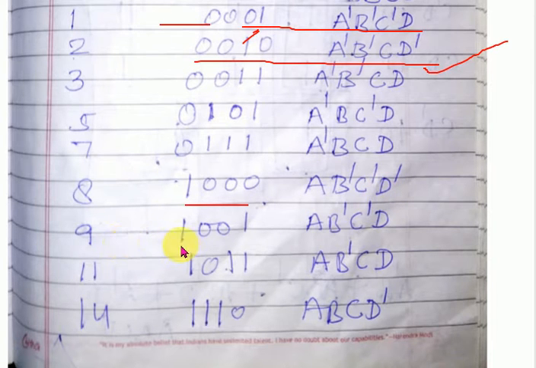Similarly 9 is 1 0 0 1, and in the Boolean form it can be written as a b dash c dash d. Similarly 11 is 1 0 1 1, a b dash c d. Similarly the last, 14, can be written as 1 1 1 0. This represents 8 plus 4 is 12, and 2, 14, and in the Boolean form it can be represented as a b c and d dash.